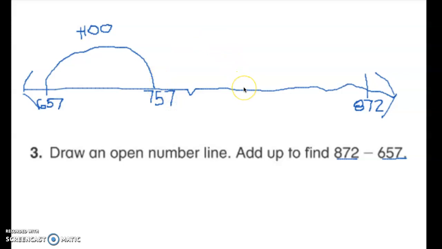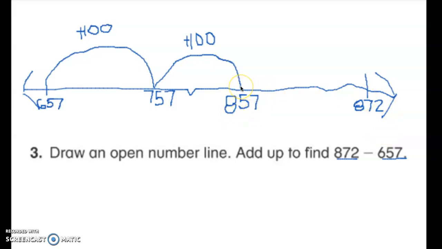If I add another 100, that takes me to 857. That still does not take me over 872, so we're going to go ahead and do that. So another big jump, adding 100. So we have 757 plus 100 is 857. Now if I add another 100, that takes me to 957, and that's over 872, so we cannot add another 100. So now we're going to start adding tens.